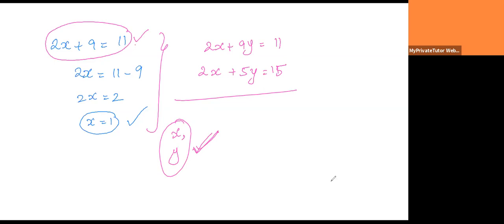So let's learn the substitution method first. I will teach both the substitution and elimination methods, and when to use which one. Which method is easier to use in which cases, what are the cases, and when to use which method. All these things I will try to explain.